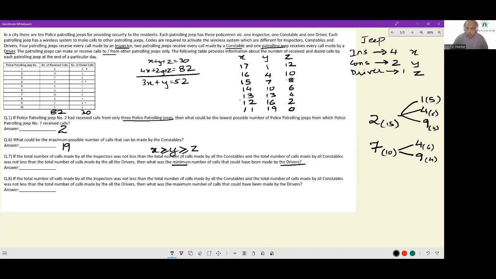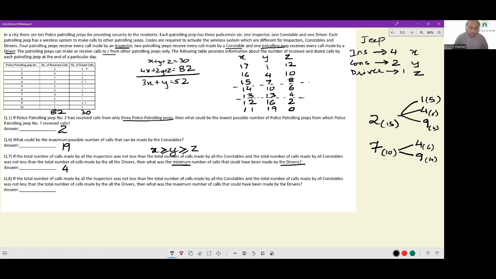So hopefully you can see the only 2 cases that satisfy these conditions, x greater than or equal to y greater than or equal to z, are these two: 14, 10, 6 and 13, 13, 4. So if I'm looking for the minimum number of calls made by the drivers, the minimum value of z, the answer to the question will be 4.